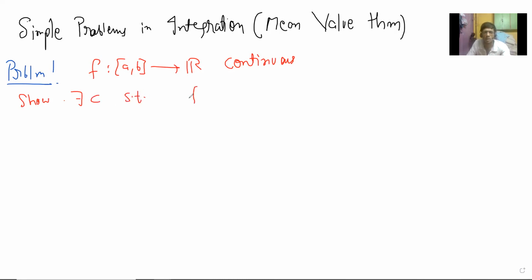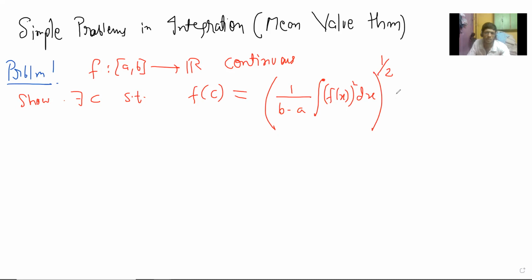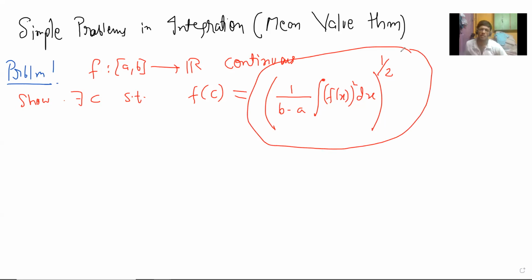such that f(c), the value of this function at c, is equal to, so I'll just write the quantity. Shouldn't we take the square of the function, and then we have to take the square root of the whole thing? Yeah, that's right. Okay. So we want to show that there is a c such that this quantity is attained by the function at some point.